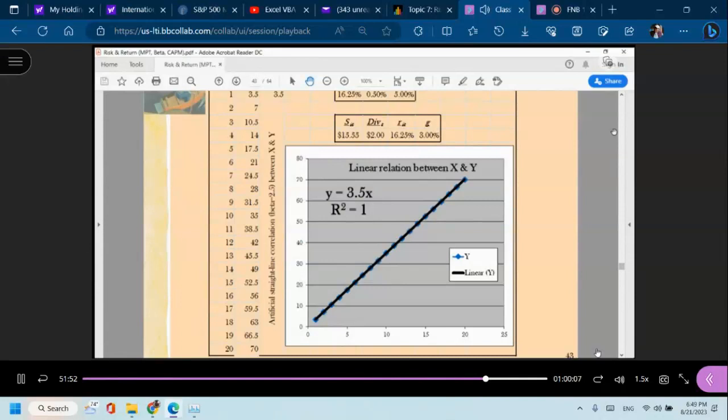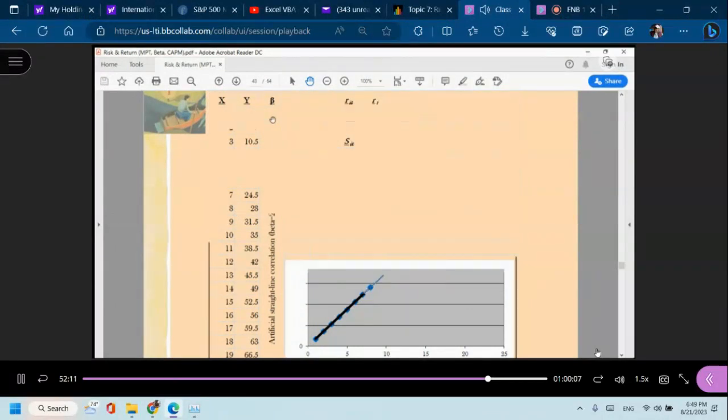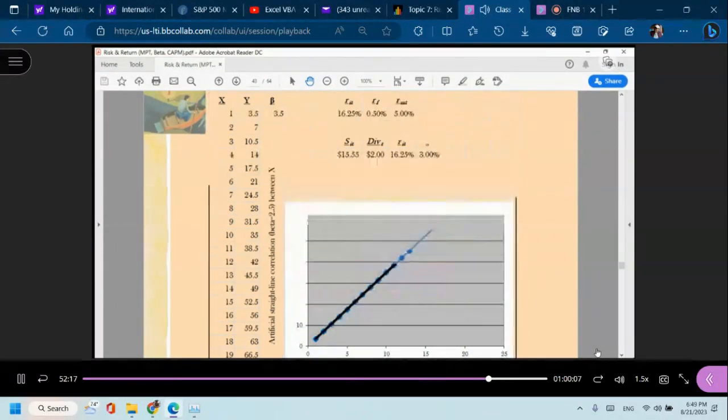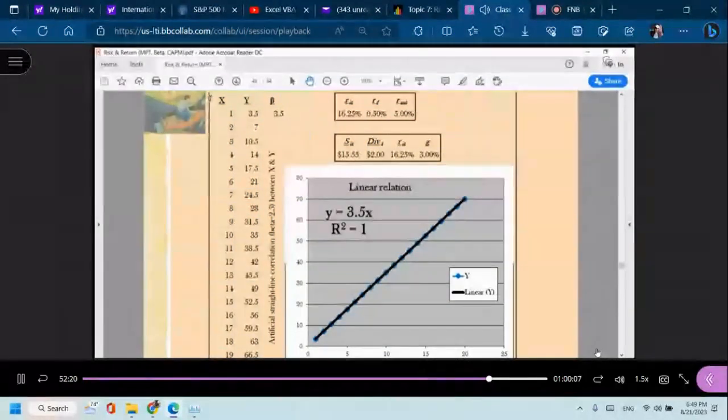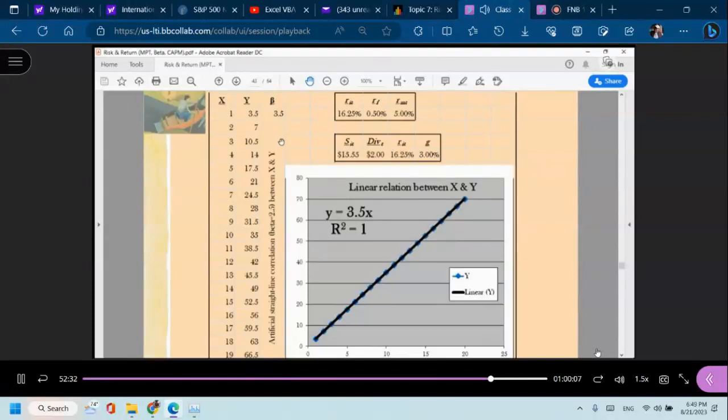Why? In this case, this correlation coefficient was pre-given. So it was already given. 3.5 was given. Then x is given. So all you need to do is just plug x into this linear function, right? It's called a linear function. It's a function in line format. It just goes linear. So you put $1 into it and $3.5 comes out, you put $2 in, $7 comes out, right?